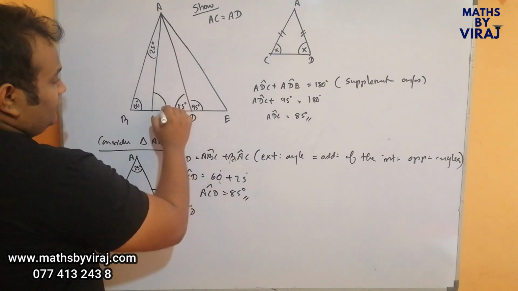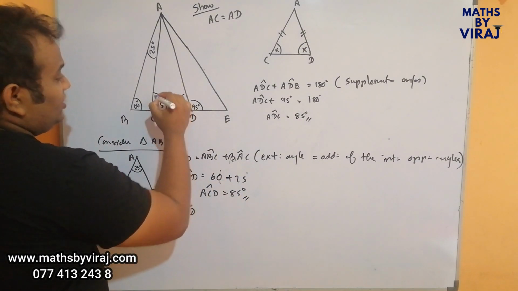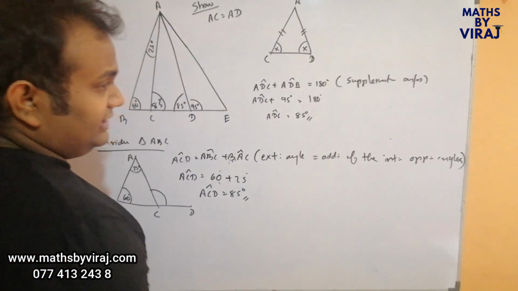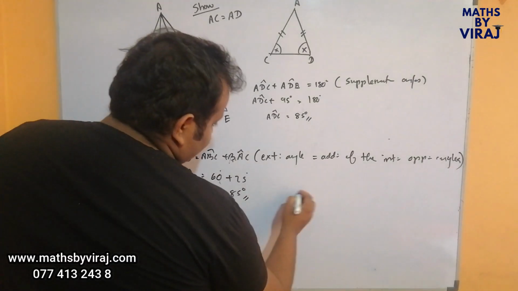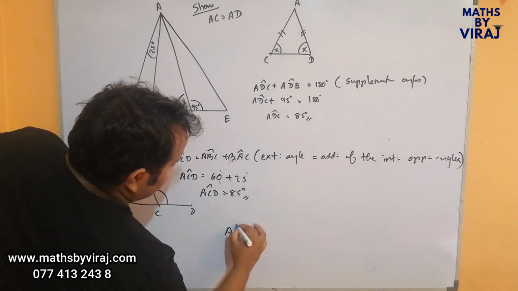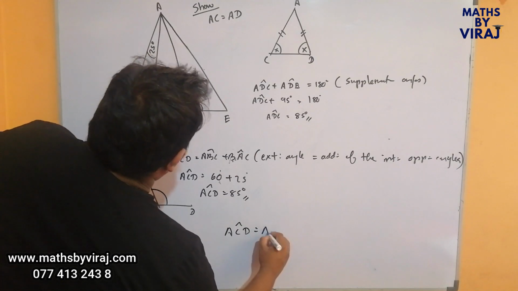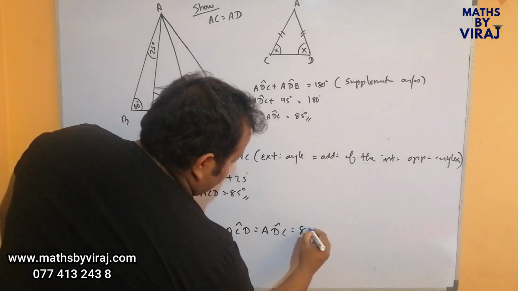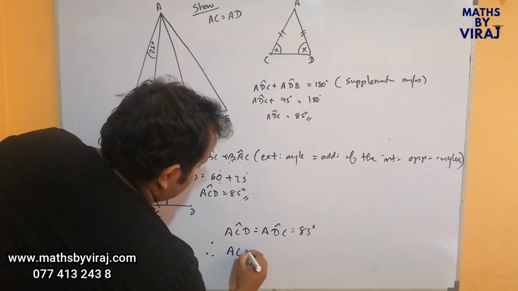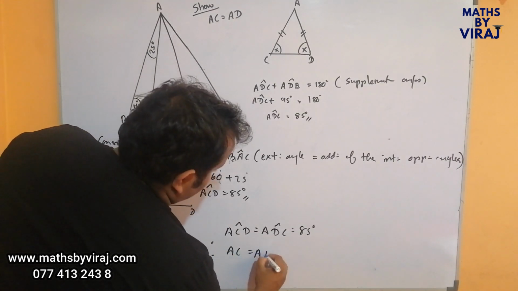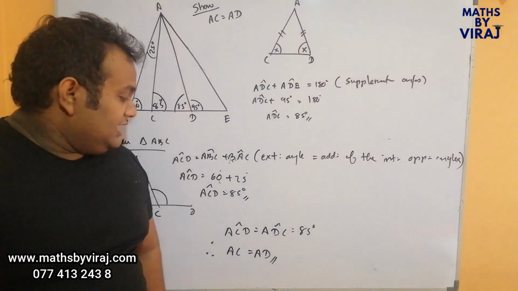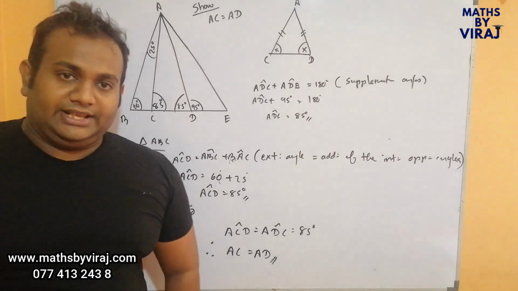Right. Now we have proved that angle ACD is also 85 degrees. Therefore, by the converse theorem of isosceles triangles, I can say that angle ACD is equal to angle ADC, which is 85. Therefore, AC is equal to AD. This is really simple as long as you know the theory.